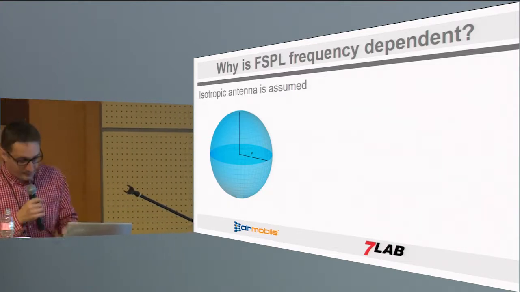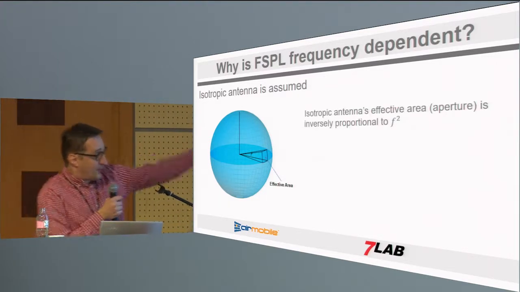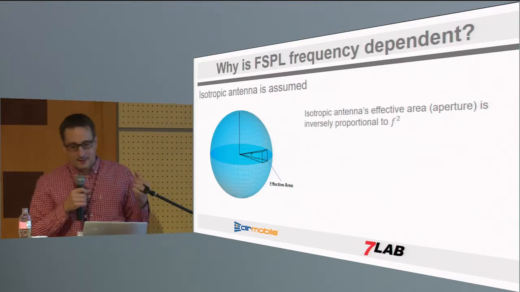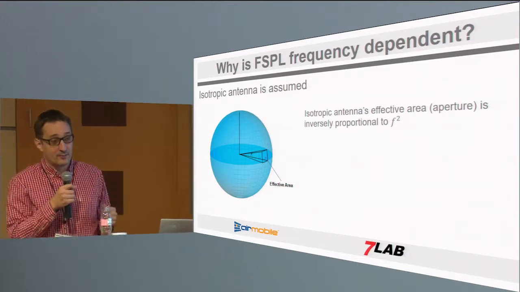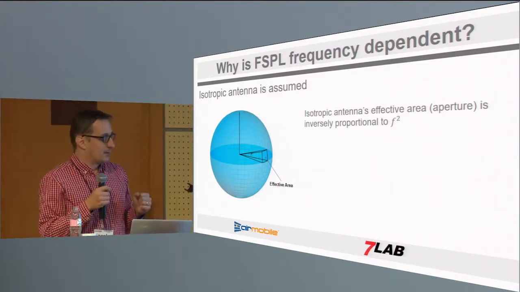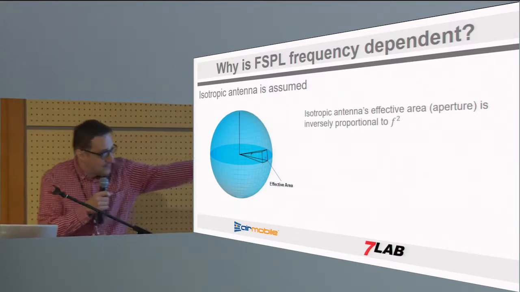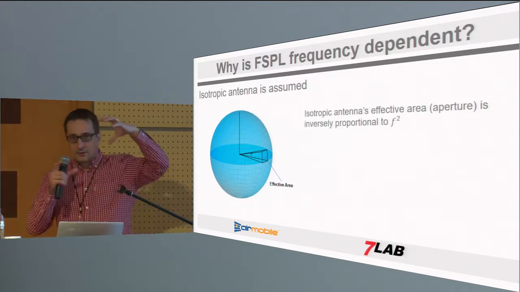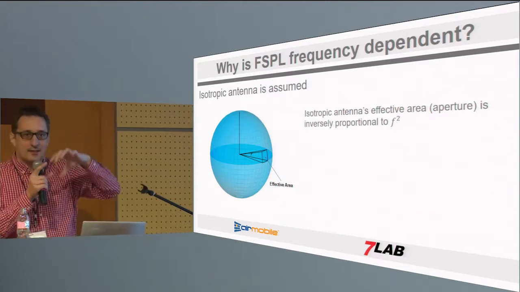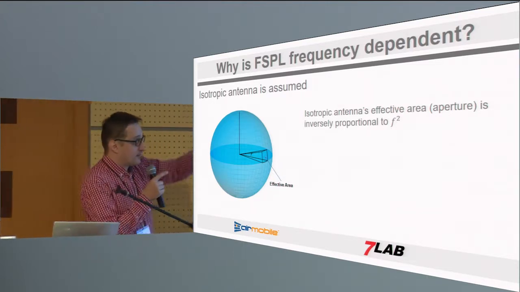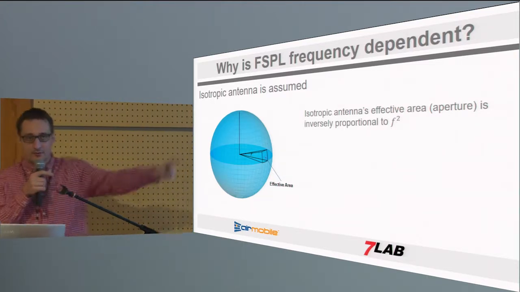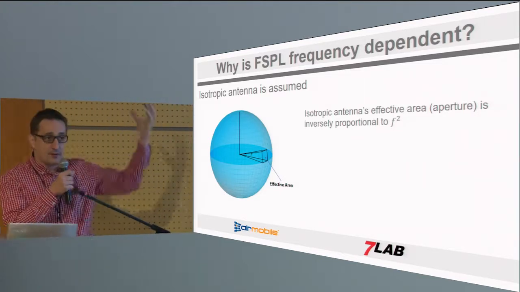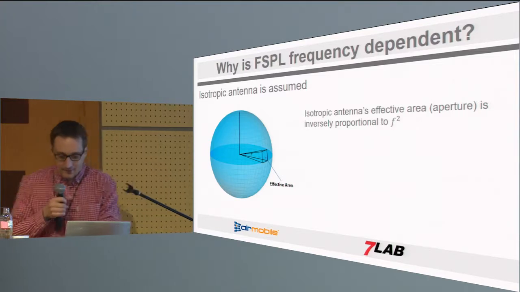So we assume an isotropic antenna at the far end, which has an aperture, or an effective area, which is a function of frequency. What does that mean, really? We have the area here, and that area is not constant. So if you go up with the frequency, the aperture is actually going down, and it's proportional to f squared. So what happens is you tap into a smaller part of this sphere. So that's why you're getting less.